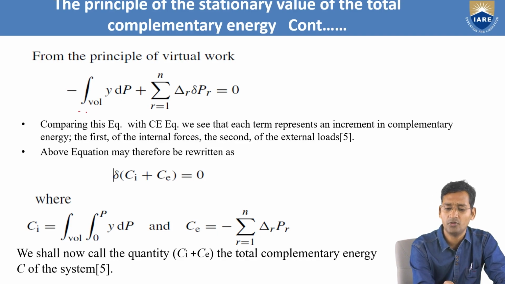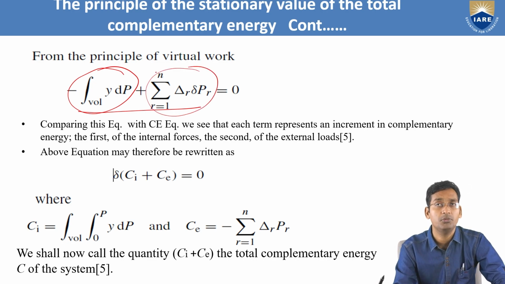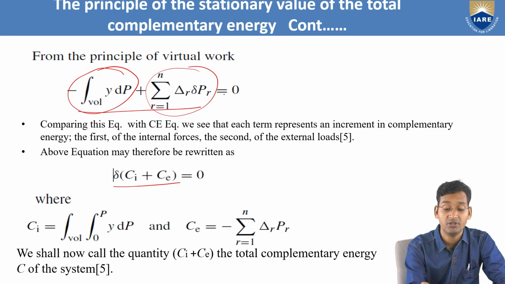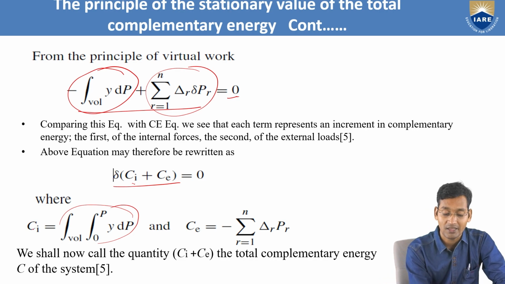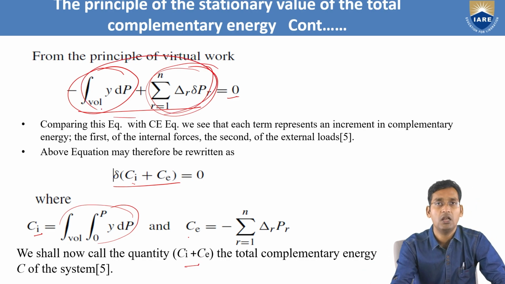After that, from the principle of virtual work, one negative work will be there, and another one will be because of the acting load, which you are allowing to act, that fictitious load. Now after comparing with C, what did we get? It's similar to this one, and for equilibrium that must equal 0. What is Ci here? Ci is for the whole volume, the integral of Y dP, meaning the energy stored in the volume only. For that particular volume, how much energy is stored? That is Ci, and C is this one. We shall now call the quantity Ci plus C the total complementary energy. So the sum of these two is the total complementary energy.